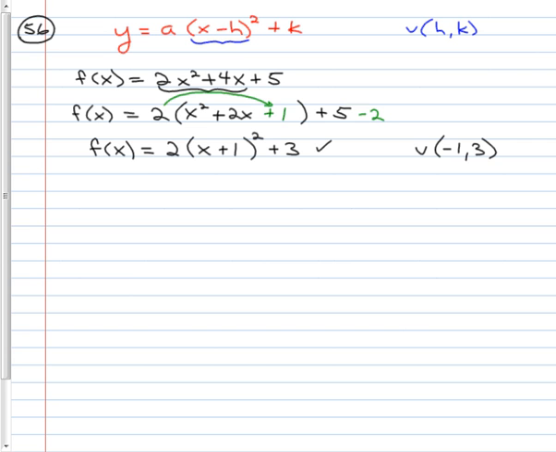66. Find the requested value. The minimum value, g of x equals 2x squared plus 3x minus 4.